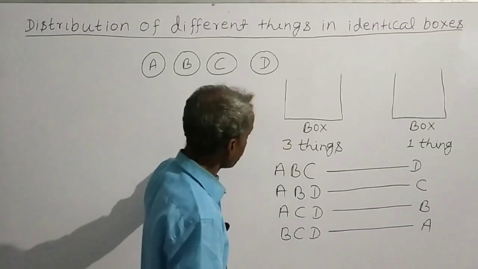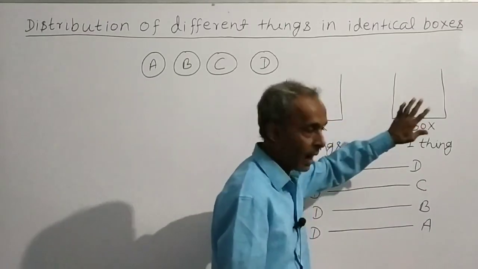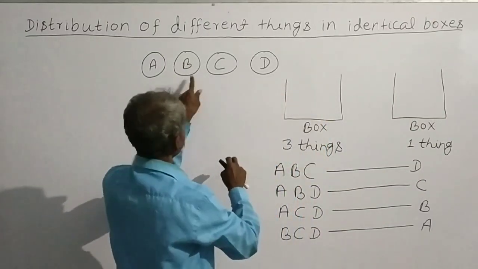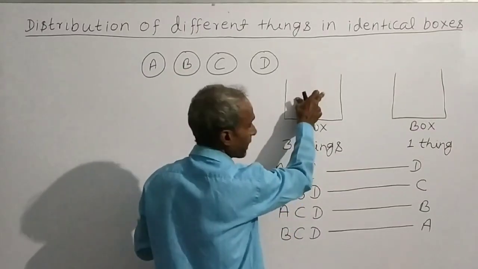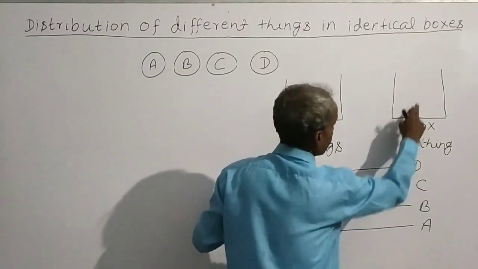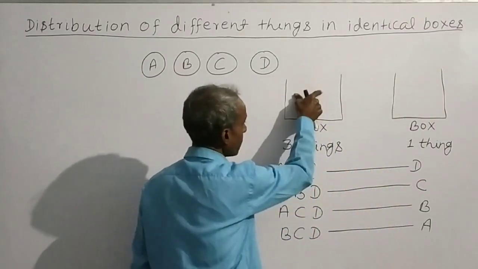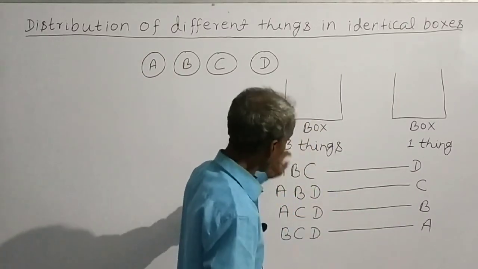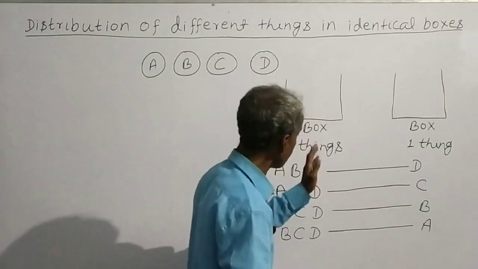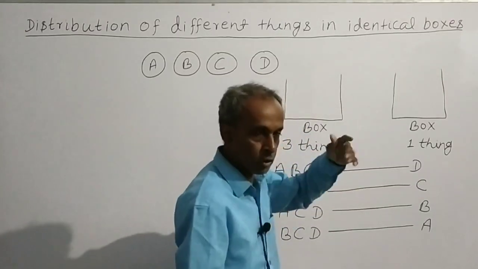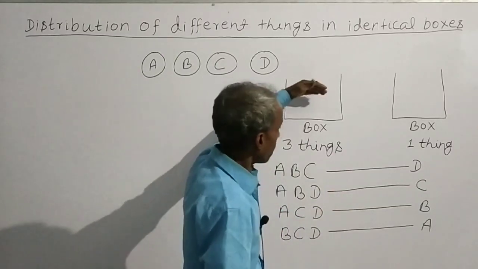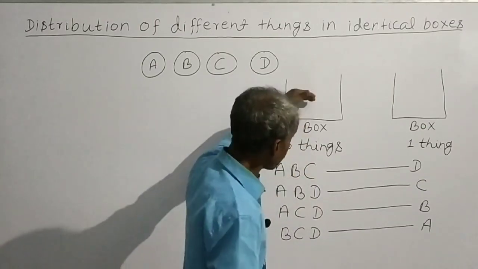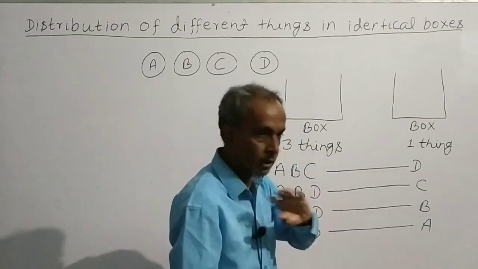When we distribute things in these 2 identical boxes, suppose we put 3 balls A, B, C inside this box and D inside this box. Then ABC can stand in any order, either ABC or BAC or CAB. It does not make any difference. The number of ways will be 1. That means arrangement of things inside the boxes is not permitted.